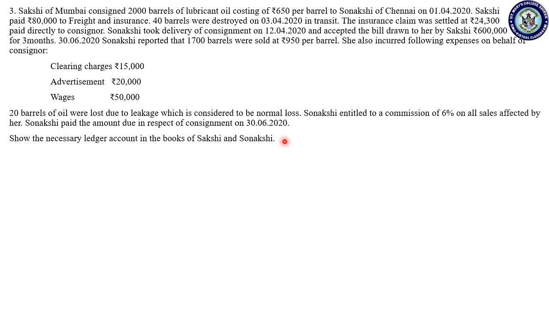Now I will give you 5 minutes. First you see the format thoroughly, then you calculate the abnormal loss and consignment stock. So it's now your time to solve the problem. The ledger account I will do, but the working notes you have to do. Now start. Do it fast. With the information, calculate the abnormal loss and consignment stock.